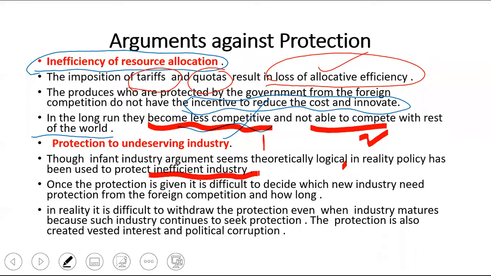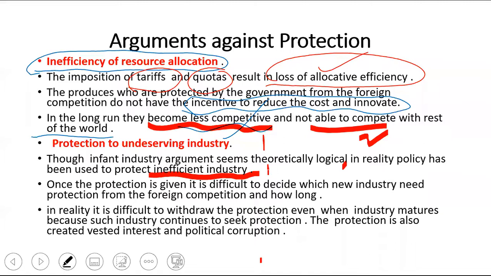This is the word, underline it. It will protect inefficient industry. Why do we say inefficient industry? The industry which cannot compete in the foreign market. The government will give it so much protection because it knows some minister, or knows some party and works for them, therefore we will protect that industry. This is not good. Please remember.